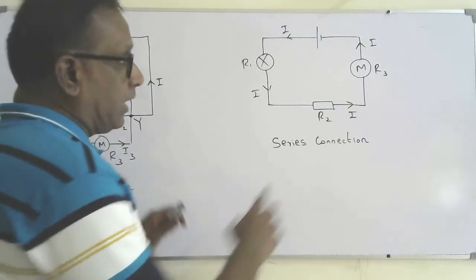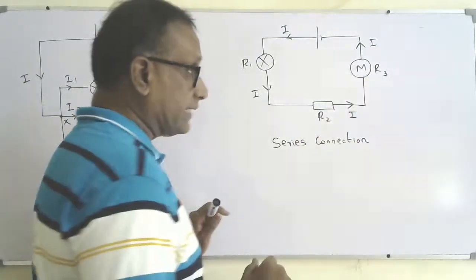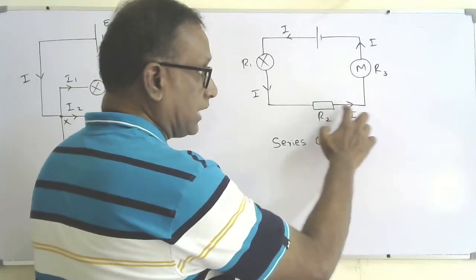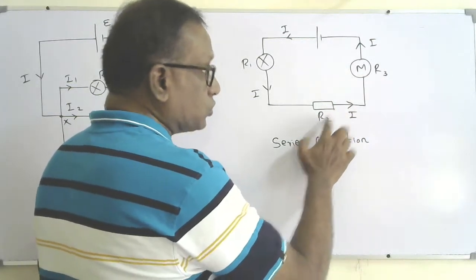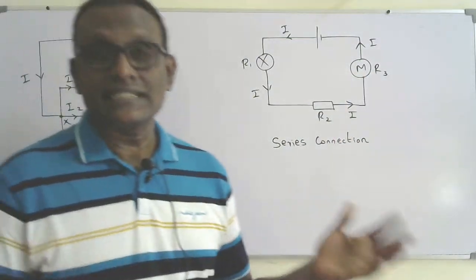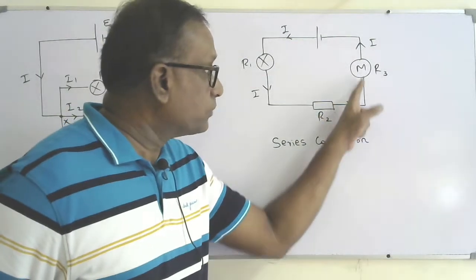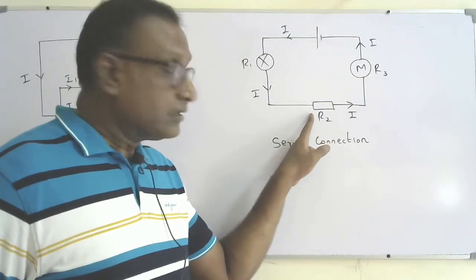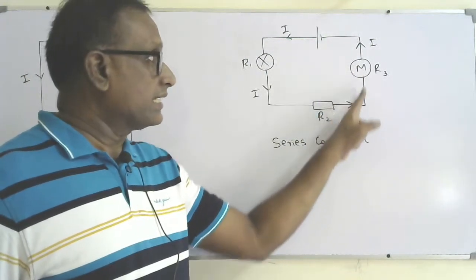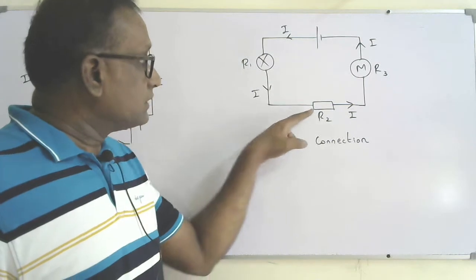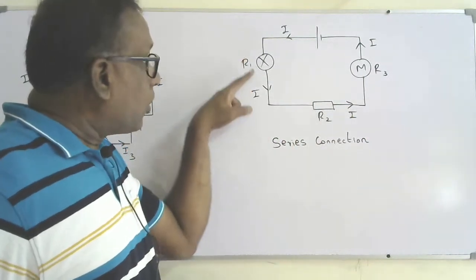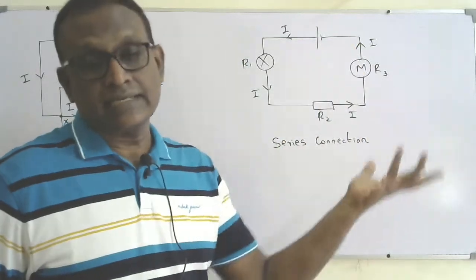Same way, when you consider this and this, how are they connected? There is no component between them. There is no junction or branch between them. So R2 and this electric motor are connected in series. There is no junction, no branch. They are connected in series, no junction, no branch. So I can say all these three are connected in series among them.